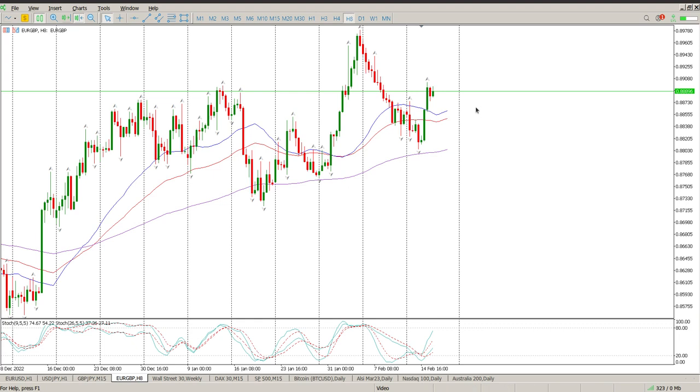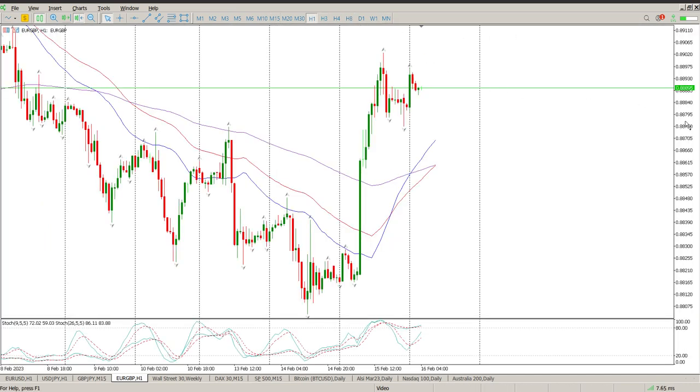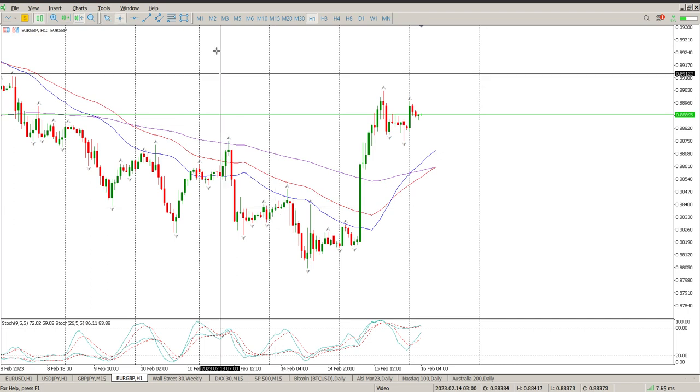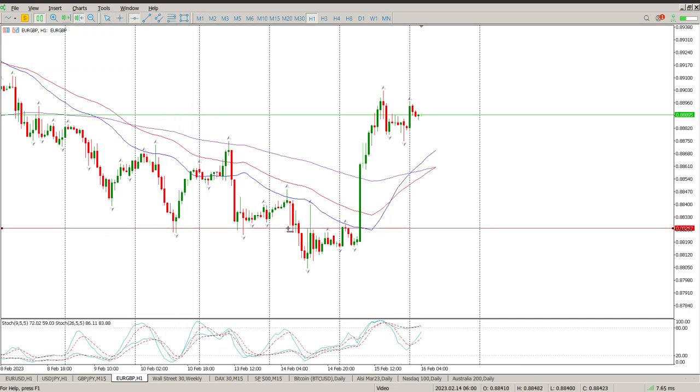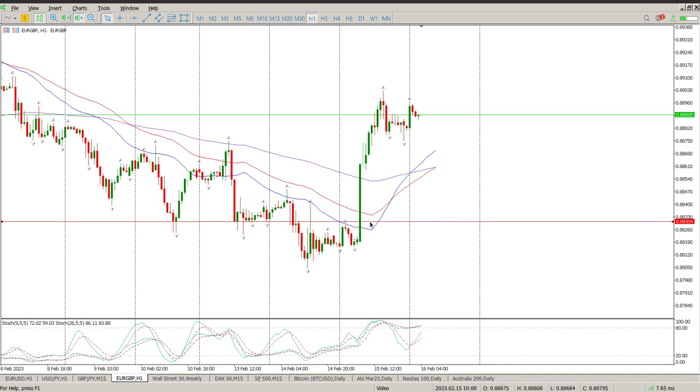Euro British pound, this one went completely against what I was looking at yesterday. But again, I was trying to go against the bigger trend, and the bigger trend is up. Doesn't matter how deep the pullback is, bigger trend is up. So you should still be looking for an opportunity to buy until it breaks below the previous swing low. Yesterday we were looking for a rejection off this area here at 0.88304. It didn't materialize, it just powered through and went sideways.